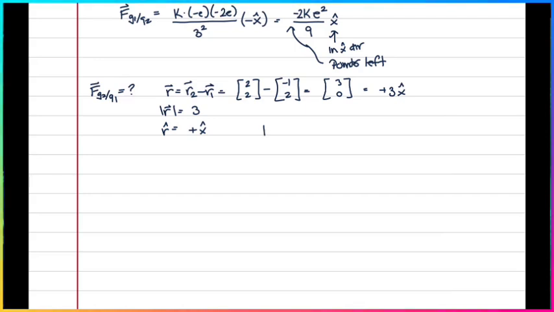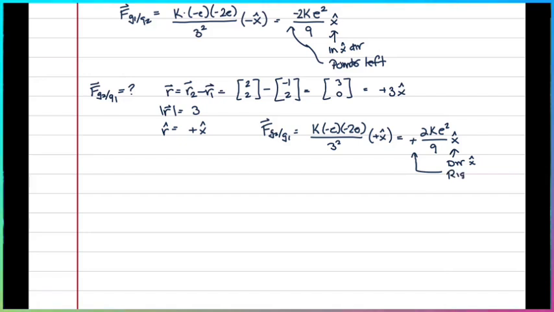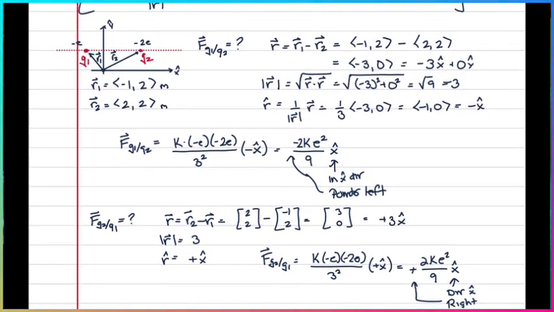So then when I put it all together, for Q2 from Q1, I have k, negative e, negative 2e, 3 squared on the bottom. And then it looks like I have plus x hat in this case. The negatives cancel. It looks like I have 2k e squared all over 9 times x hat. It points in the x direction, and overall it's positive, which means it points to the right, which is what you would expect, going back up to the problem. If they both are negative, I expect then the force on Q2 from Q1 to point that way, just like the force on Q1 from Q2 is pointing this way.